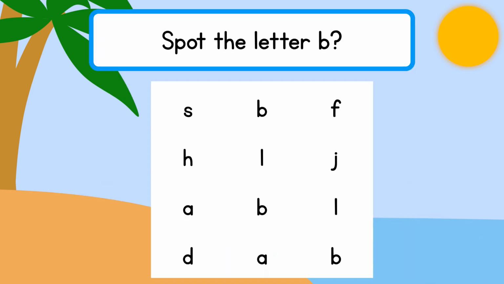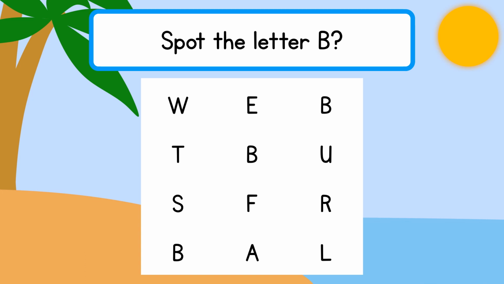Now, can you spot the letter B or the small letter B? Here's one, small letter B, another letter B, another one. Good job, children. Now, can you spot the big letter B? Here's the big letter B, and another big letter B. Good job, children.